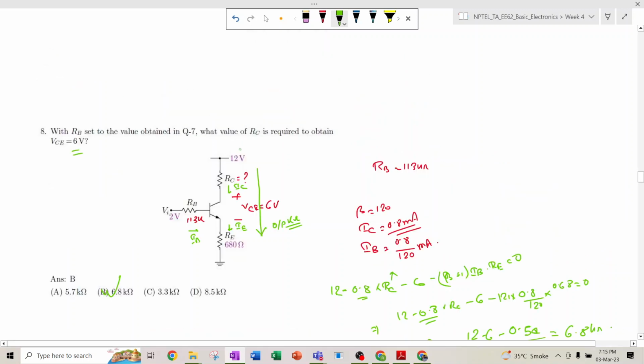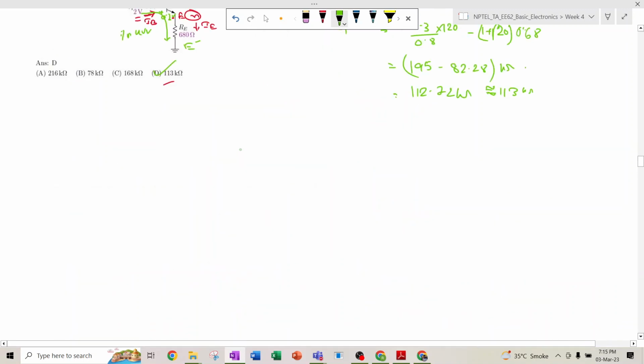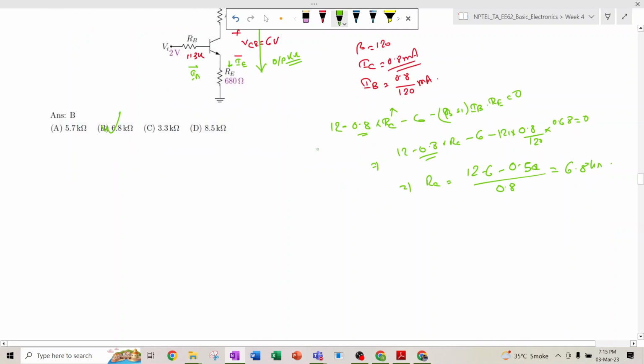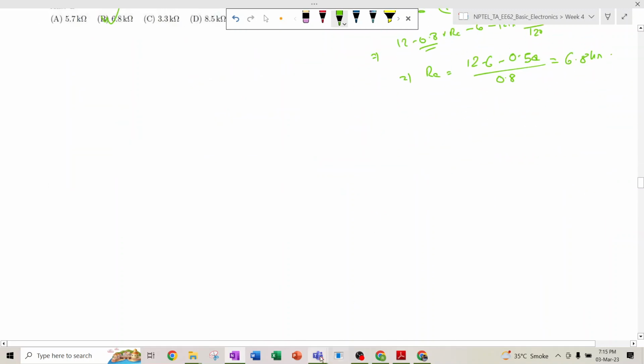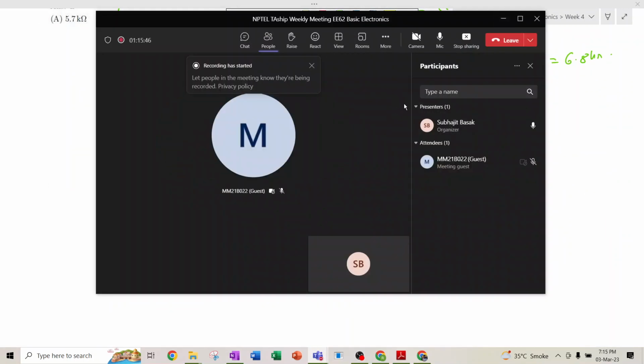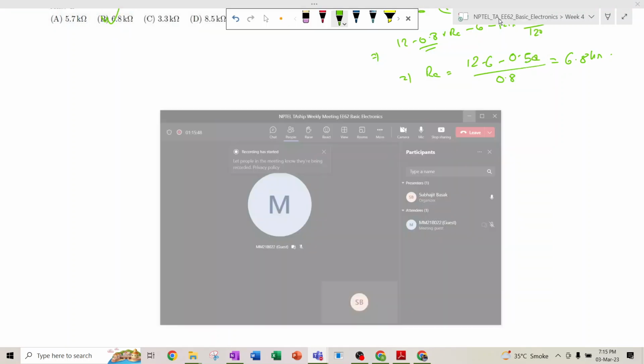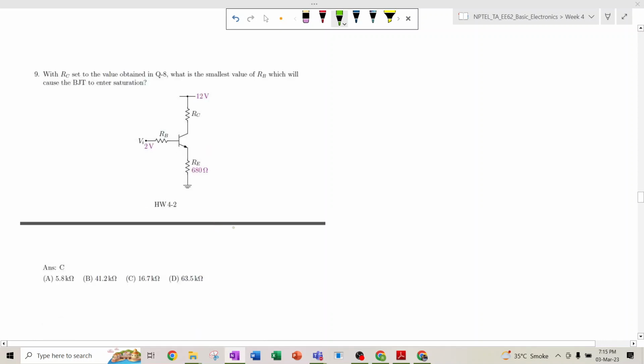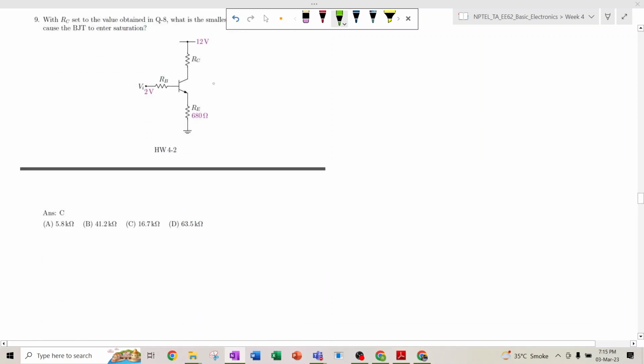Okay, you understood how to apply the input KVL and the output KVL to find out a particular portion. Do you have any doubt? Okay, if you don't have any doubt, then I'm moving forward to the next part.